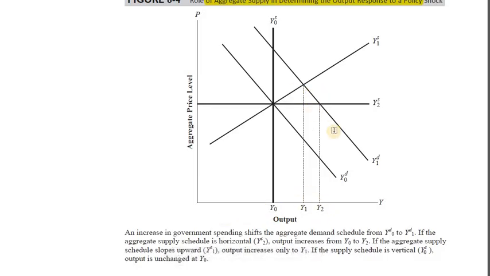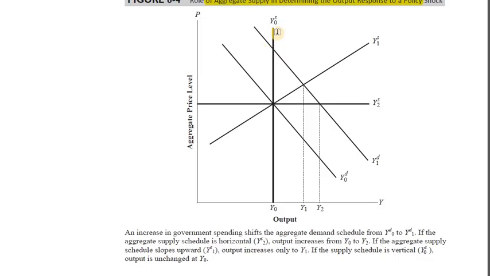So the moment aggregate demand goes up, the aggregate supply goes up to the full extent. And if aggregate supply is upward sloping, then there would be an impact on the output as well as on the prices. So both price and output will go up. Now why exactly is it happening? That we have already studied.